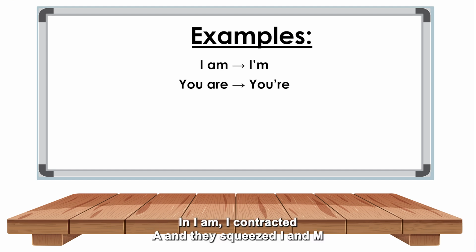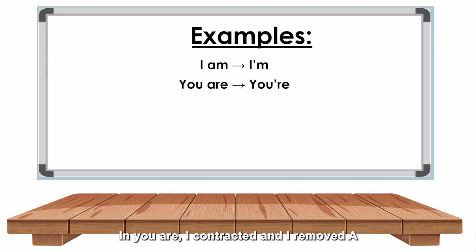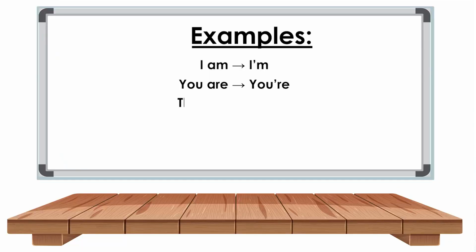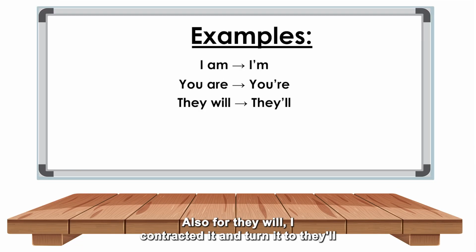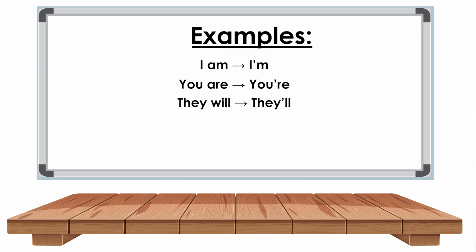In I am, I removed the A and squeezed the I and M together, separating them with an apostrophe. In you are, I removed the A and squeezed the words together, separating them with an apostrophe. So simple. Also for they will, I contracted it and turned it into they'll. That is, I removed the W and the I and used an apostrophe. The apostrophe replaces the missing letters.